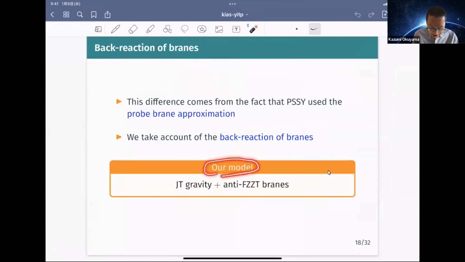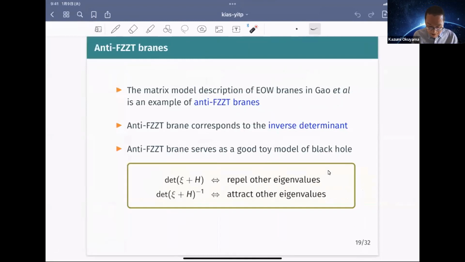Anyway, so our model is a slight modification of the PSSY model. So we consider JT gravity coupled to some branes, but we replace the end of the world brane by the other type of branes called the anti-FZZT branes. This is just technical, because anti-FZZT brane is much easier to handle. But in terms of the matrix model description, the end of the world brane studied by Gao et al. is actually an example of the anti-FZZT branes. So anti-FZZT brane is sufficient to consider to generalize the setup of the PSSY.